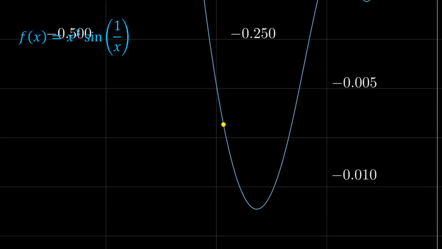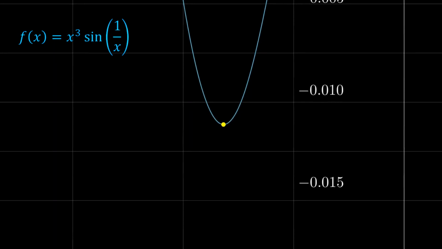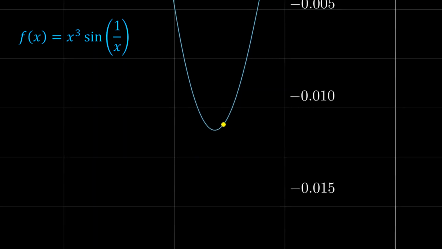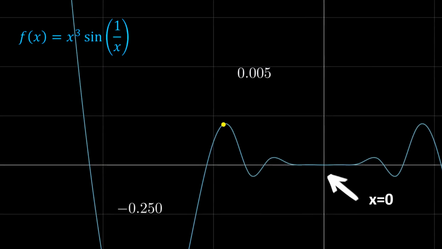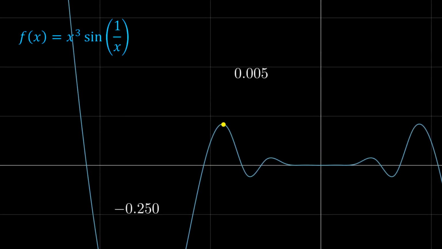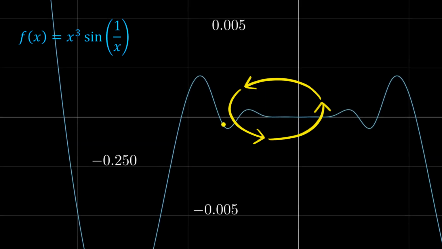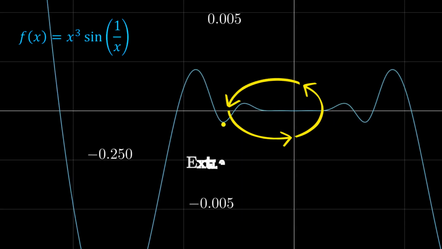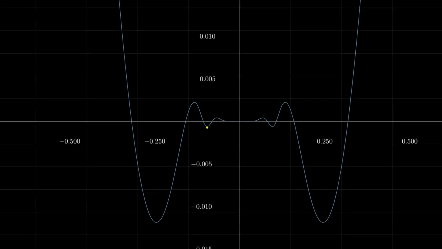For example, functions like x cubed times sine 1 over x. It has one critical point at x equals 0, but the function oscillates so wildly near 0 that the second derivative test becomes unreliable. Here, the graph misbehaves and the test struggles to keep up.